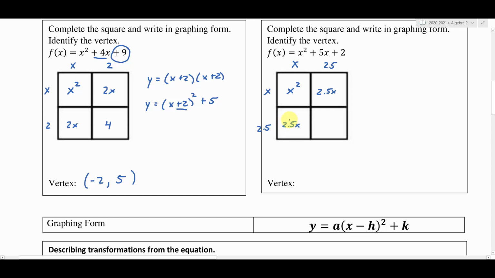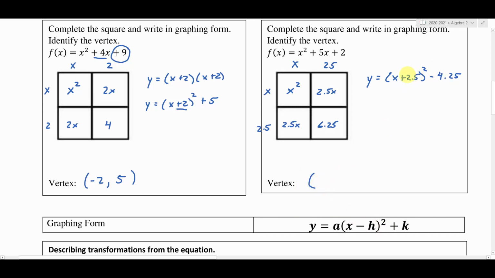Now to get my bottom right-hand box here, I need to multiply 2.5 by 2.5. And I get 6.25. It's okay to get decimals when you complete the square. And then I'm going to write my equation. So y equals, I'm going to have in parentheses x plus 2.5 squared. And remember, I'm at a 6.25 when I complete the square, but I need it to be a 2. So I'm going to have to subtract. I'm going to have to go from 6.25 down to 2, and to do that I need to subtract 4.25. So there's my finished equation in its graphing form, and now I'm going to identify the vertex.